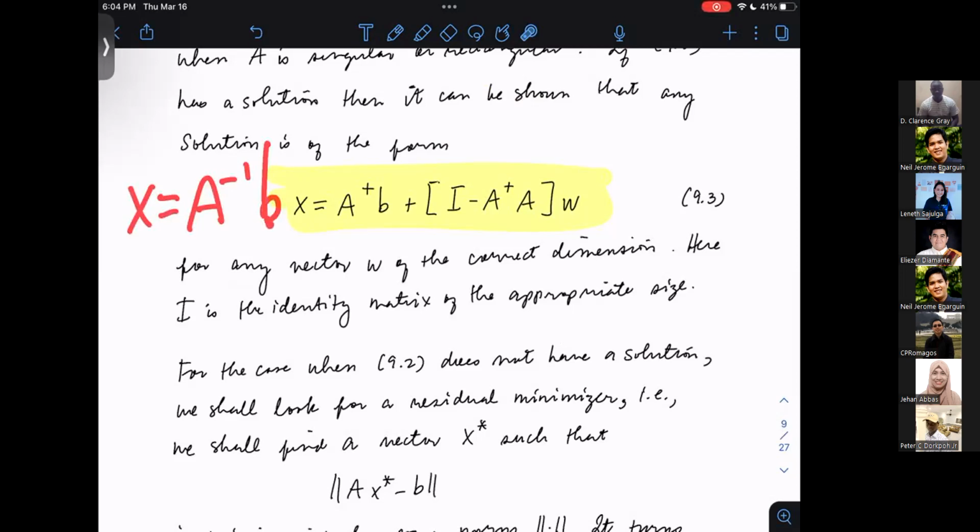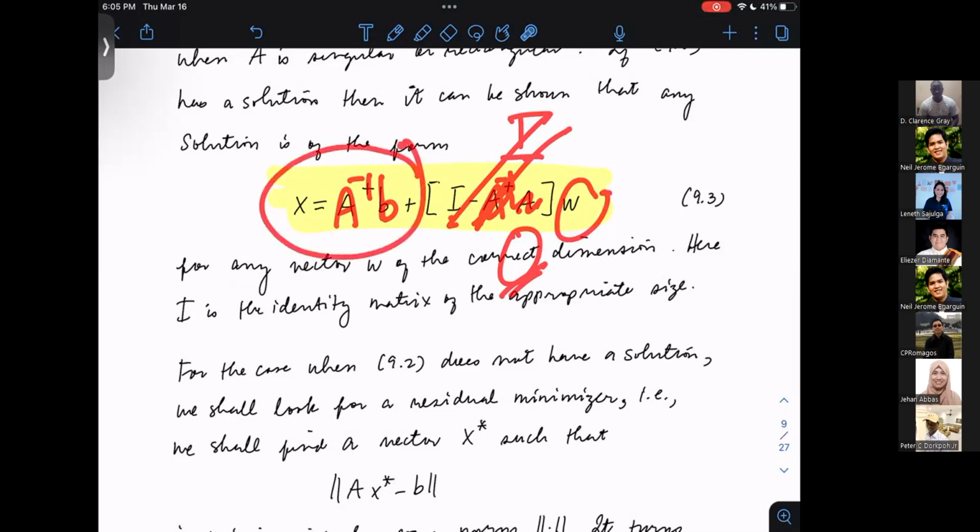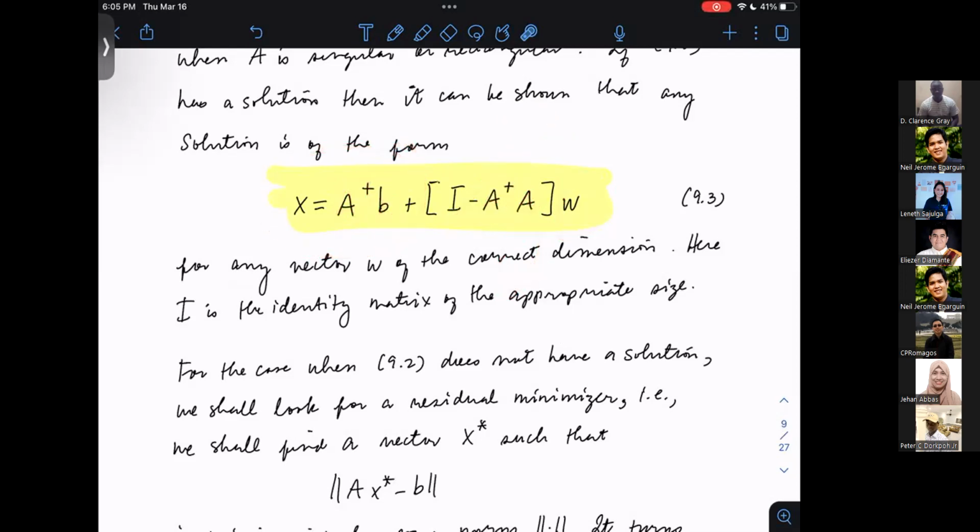So if A is invertible, this will be A inverse B, and this will be A inverse, because the pseudo inverse is also the inverse. But A inverse times A is the identity matrix. Identity minus identity will be the zero matrix. The zero matrix times any vector of the right dimension will give us 0. So we'll be left with X equals A inverse B. So indeed, equation 9.3 covers the cases when you have a unique solution and when you have infinitely many solutions.